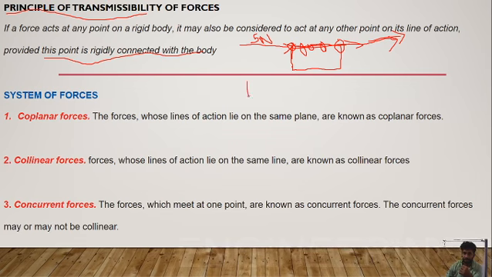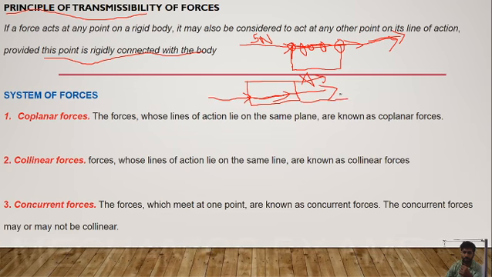Okay. So again, one more example. I am applying a force here. I can transfer the force to this position, or I can transfer it to this position. I cannot transfer it to this position. So wrong. I cannot transfer it to this position. It's also wrong. Or I cannot transfer it to this position. It's also wrong. So the only possible method is you can transfer along the line of action of the force. That is called the principle of transmissibility of force.